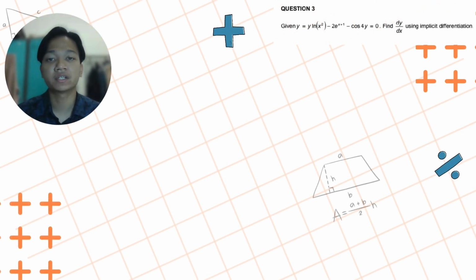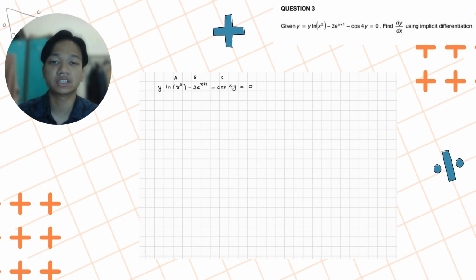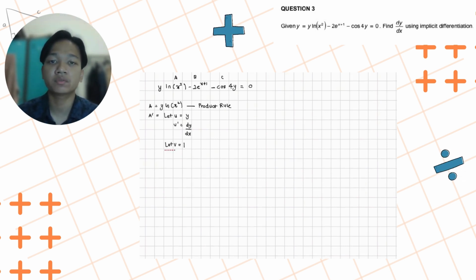For question 3, for the first step, we need to separate each term into A, B, C. Then differentiate each term with the differentiation technique. For term A, we use the product rule since these have two terms multiplied with each other. After finding u and u prime, we continue to find v and v prime. For v prime, we need to use the chain rule to differentiate. After that, we finish up our product rule by using the formula vu prime plus uv prime.